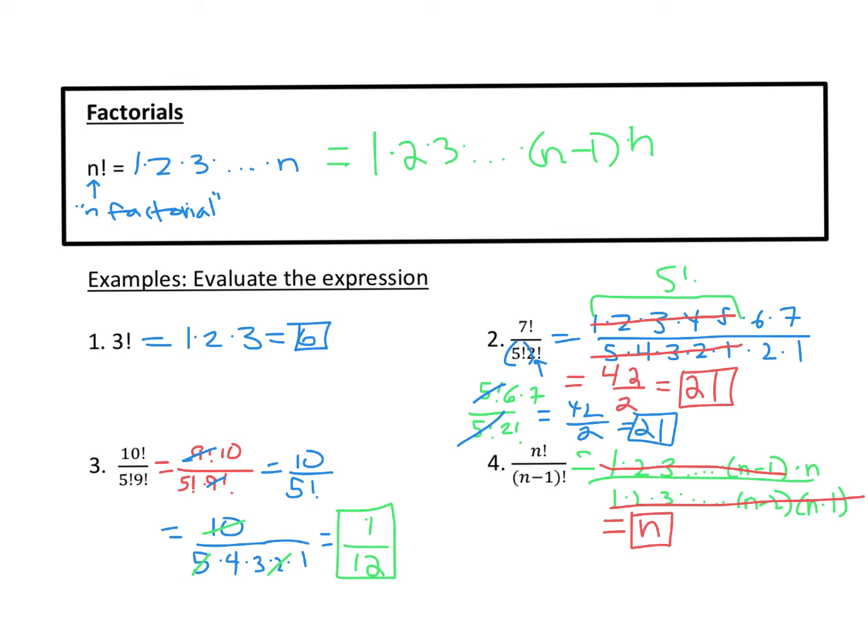A shorter way to write this is just to rewrite the numerator as n minus 1 factorial times n, all over n minus 1 factorial. So these ones tend to be the most confusing of these. We'll do a little bit more practice with this. Feel free to email me if you need any clarifications or if you have any questions on that.